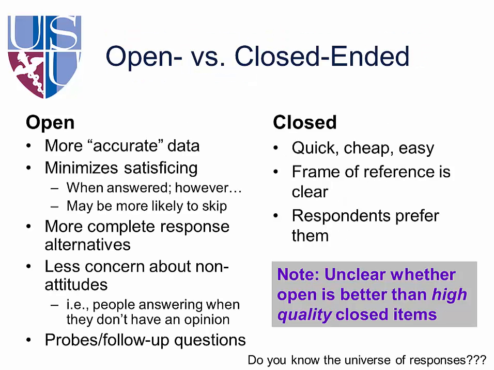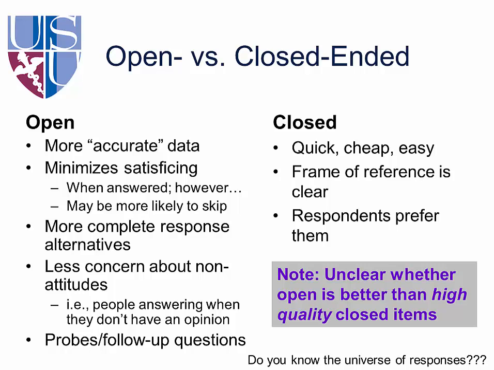So what are the pros and cons? You're going to get essentially more accurate information, albeit it could be messy when you have an open-ended item. You're going to minimize satisficing, so people are more likely to answer. They're more likely to give you honest answers when they do answer, but they're also more likely to skip open-ended items because they require lots of writing in some cases.